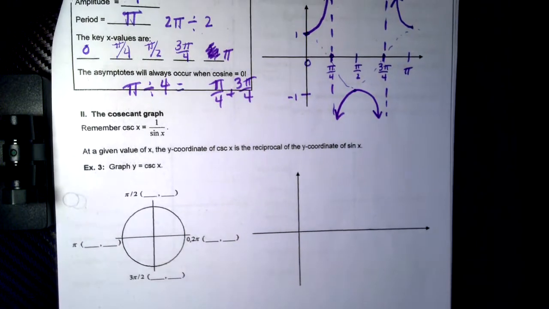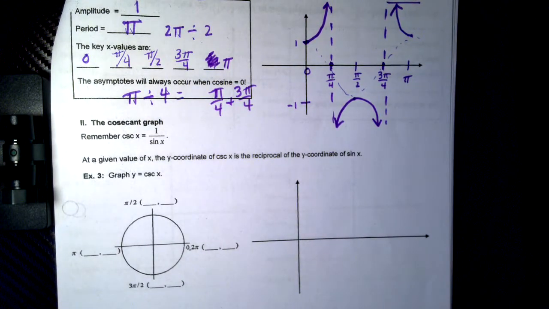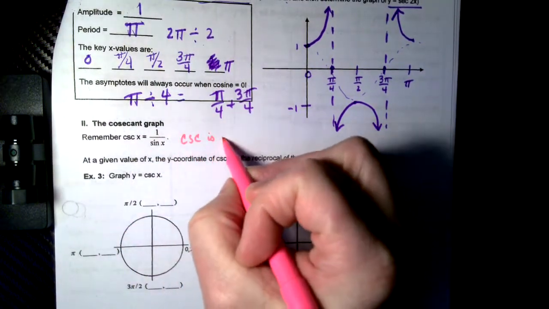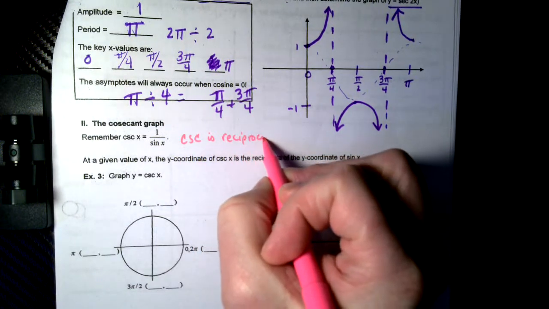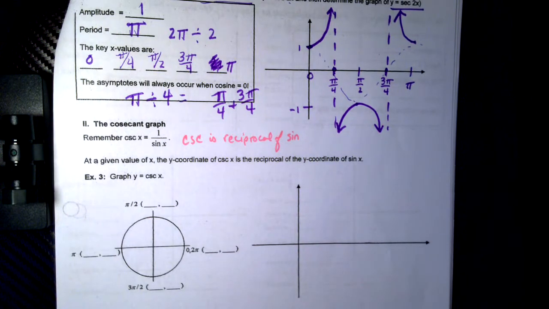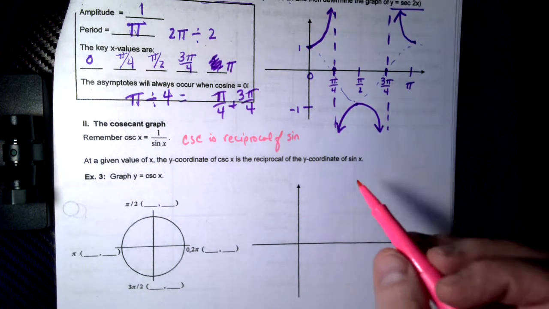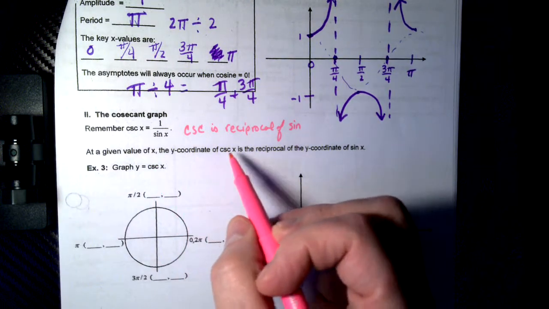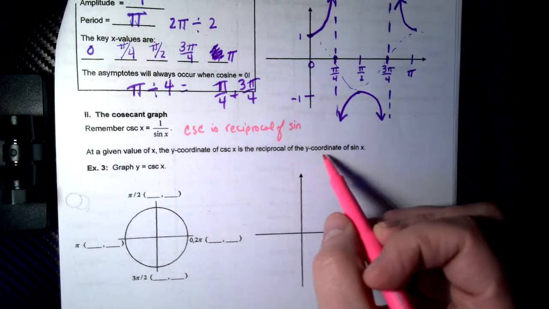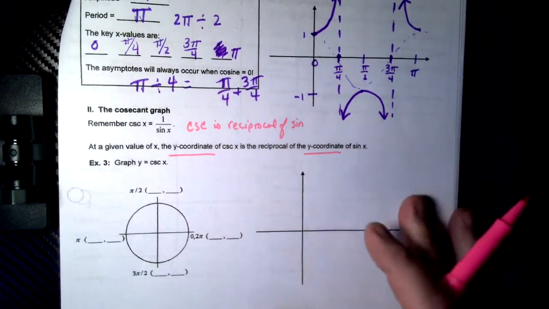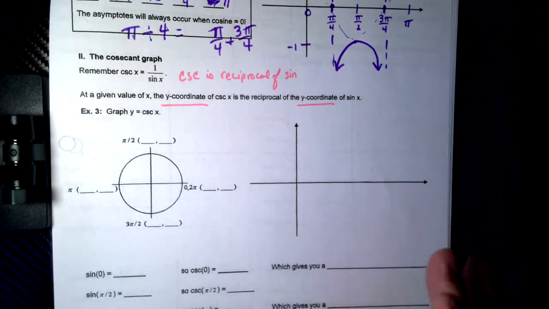The cosecant graph. The cosecant graph, same idea. But cosecant is a reciprocal of sine. At a given value of x, the y-coordinate of the cosecant is the reciprocal of the y-coordinate of sine. Notice I did y-coordinates this time. This time it's correctly y-coordinates. The other side should have been x-coordinates.